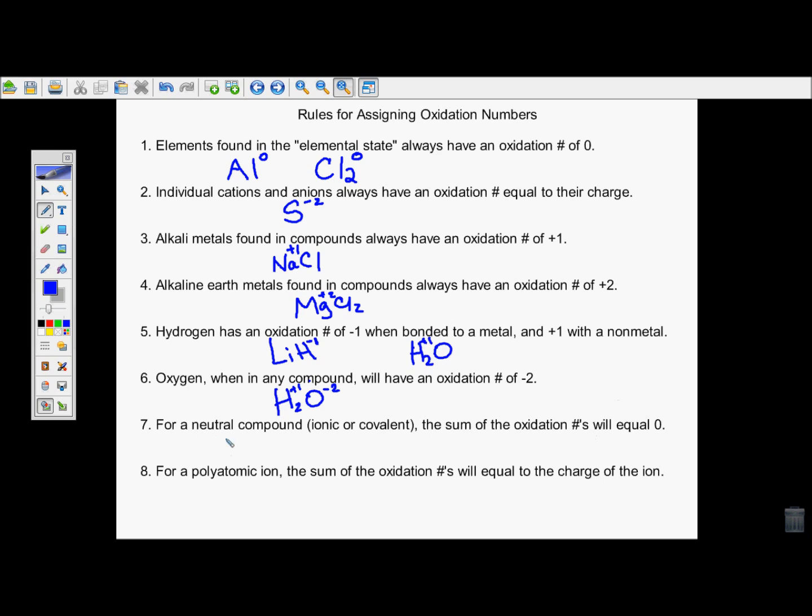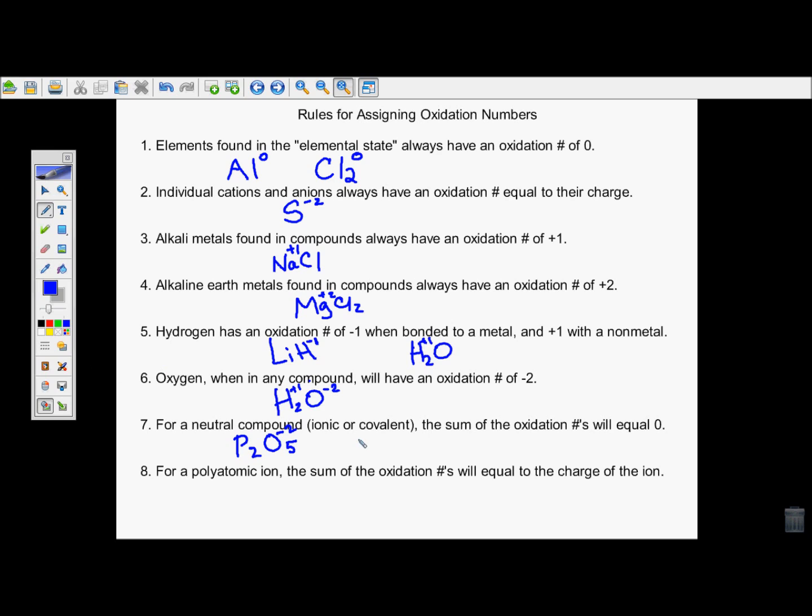So if you have a compound like diphosphorus pentoxide, well, you know, because of rule number 6, that oxygen will have an oxidation number of -2. However, phosphorus does not fall in any of these rules, so you have to use rule number 7 to calculate the oxidation number of phosphorus.